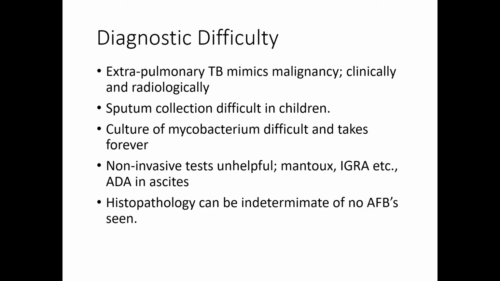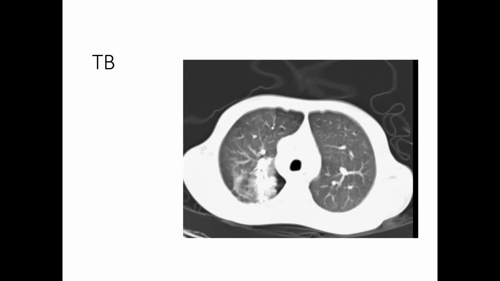The non-invasive tests, such as the NAAT, the interferon gamma, whatever, and the ADA, are pretty much unhelpful in the sort of situation we're talking about. And even histology can be indeterminate if they can't see AFBs, if the AFBs aren't there in sufficient numbers for the pathologist to see them. Slide. So making the diagnosis of TB is difficult. So this is a child who came into us with a nephroblastoma. This is a CT scan of his chest. What are we going to do? It doesn't look like metastatic disease.